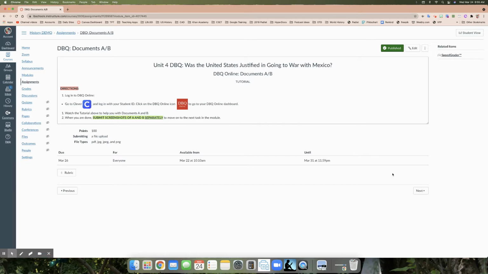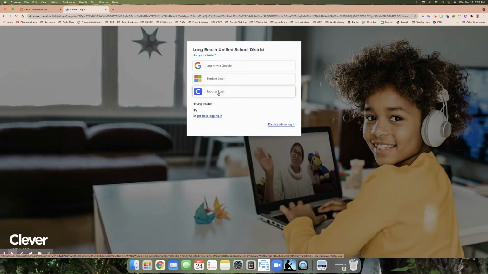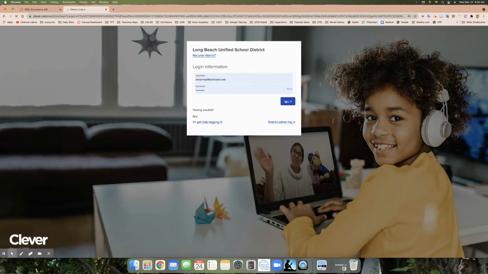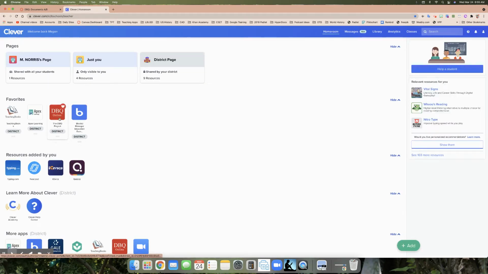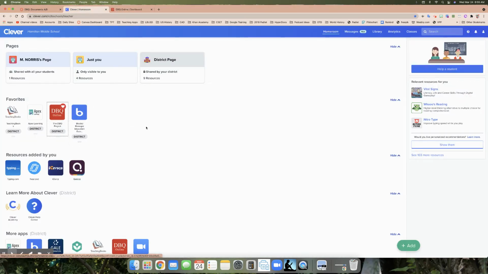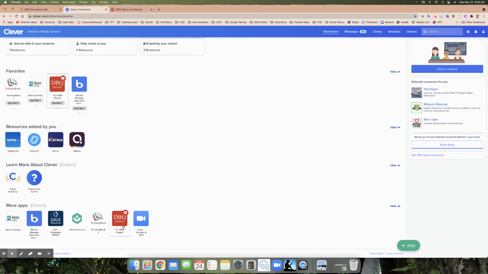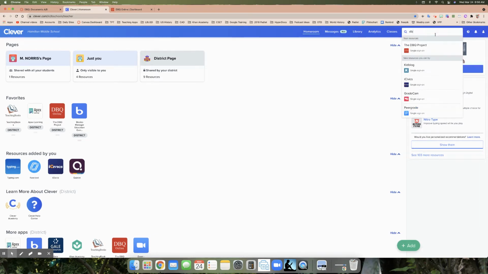Okay, so I'm going to go ahead and start by clicking on my Clever button and logging in. So again, you're going to log in with Google. I'm a teacher, so I'm going to use my teacher login. And then I'm going to click on my DBQ project button. And again, if you don't have it saved already as a favorite, then it might be in the More Apps section, or if you type DBQ project in the search field, it will show up as one of your resources.